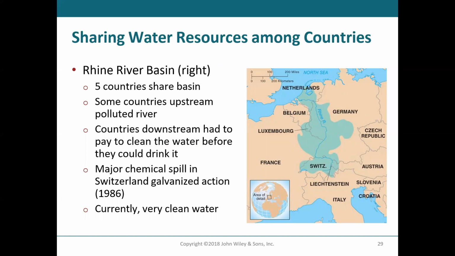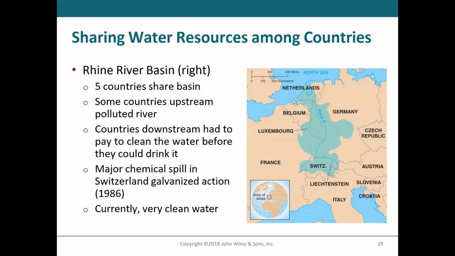Another big conflict is sharing water resources among countries. We talked about the Colorado River Basin and how the states above and below Colorado, and even Mexico, have basically had to come into a treaty to share the water. It's not being very successful because obviously the delta is drying up and water is not even reaching the ocean.